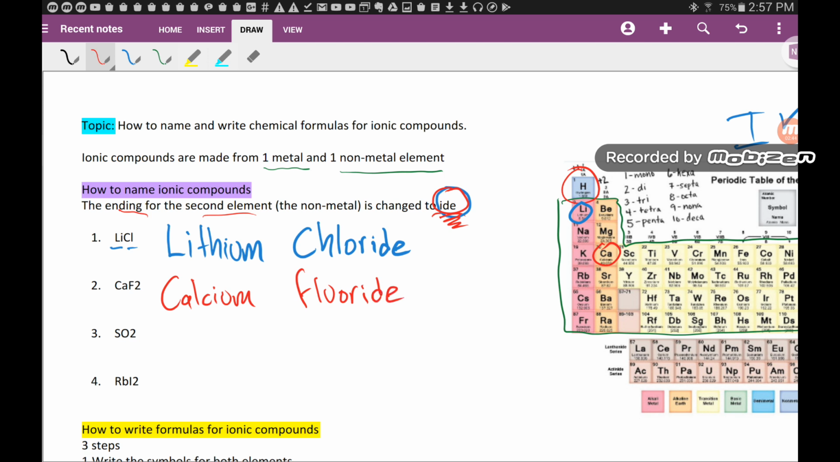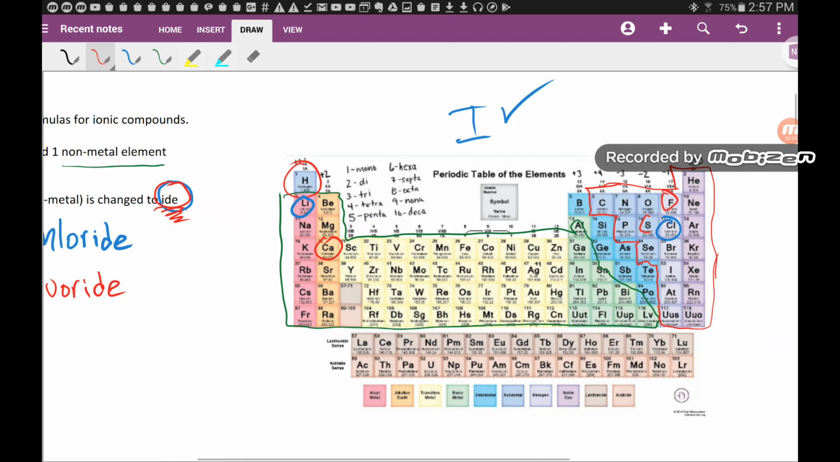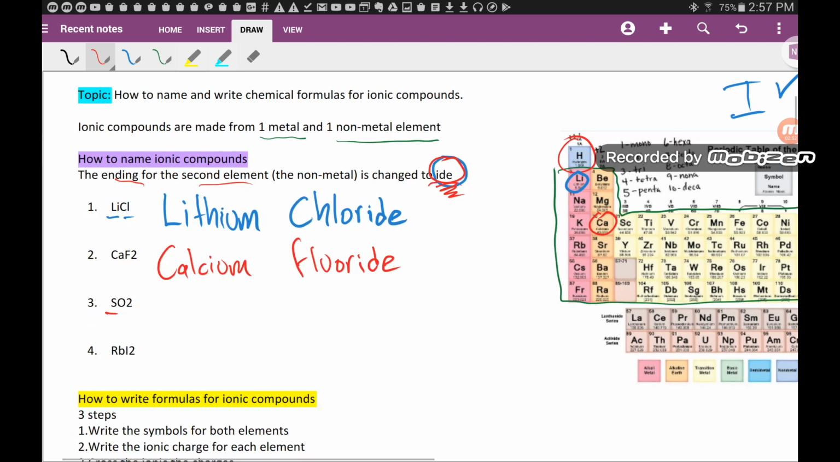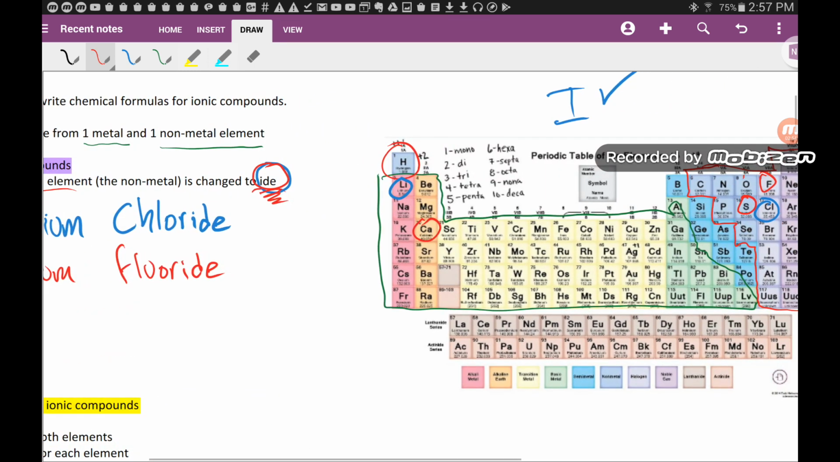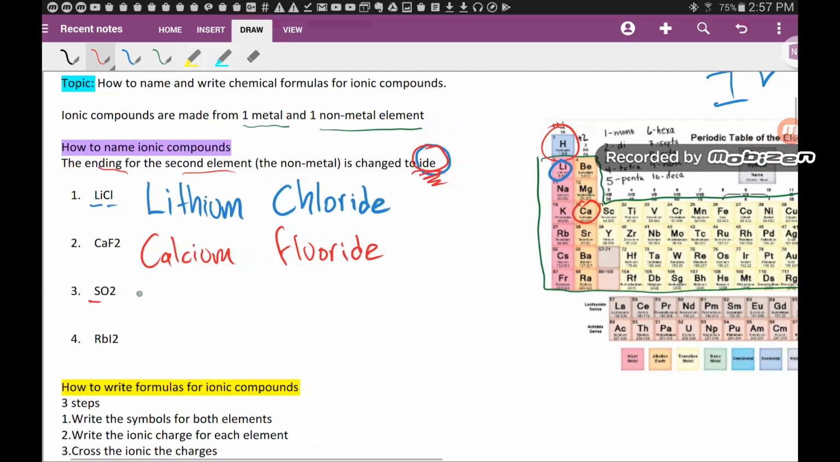Okay. Next compound, we have sulfur. Sulfur is a non-metal, and oxygen is a non-metal. So we have two non-metals. This is covalent. We are not naming covalent today. This is just a reminder that you have to check the type of compound that you have. So this is covalent, which we're not working with today.